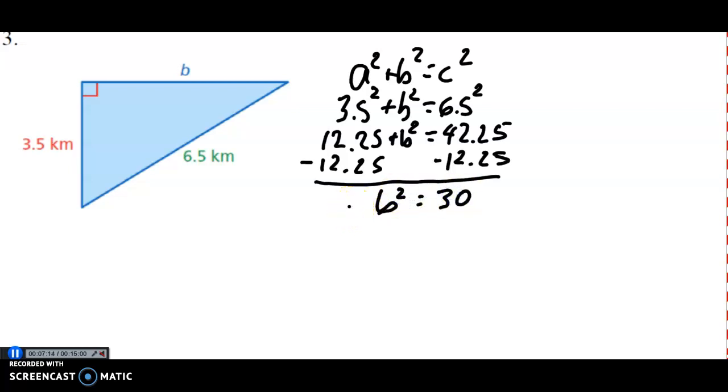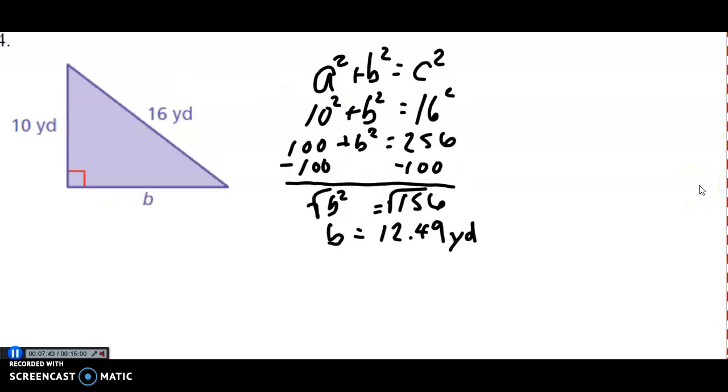And I have to get b isolated, so I'm going to square root both sides. And as I look at this, I'm going to see if I can simplify it, and I cannot. So since I can't simplify it, I'm going to put it in my calculator and round my answer to the nearest hundredth, and I get 5.48 kilometers. Go ahead and pause the video and do number 4.